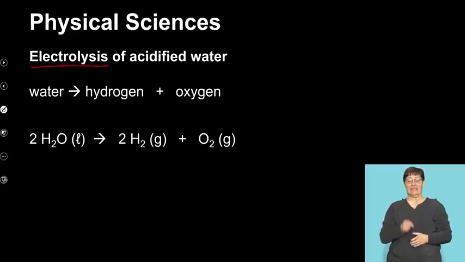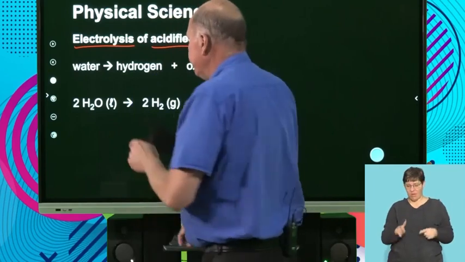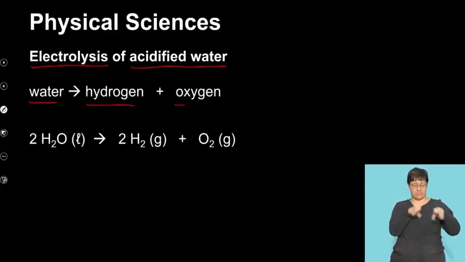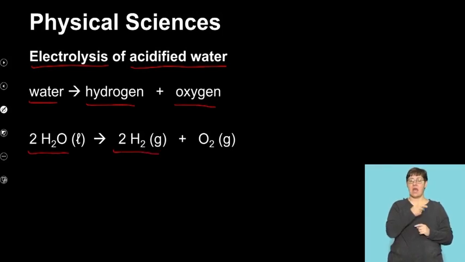Let's look at another example. In this case, we're going to do the electrolysis of acidified water. That's just water with a little bit of acid added to it, because pure water would not be a conductor of electricity. So let's see what happens in that reaction. Water will be broken down into hydrogen and oxygen. When we did this, we wrote the net reaction as 2H₂O going to 2H₂ plus O₂.